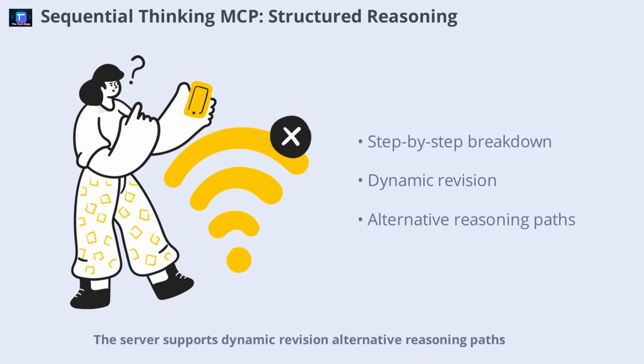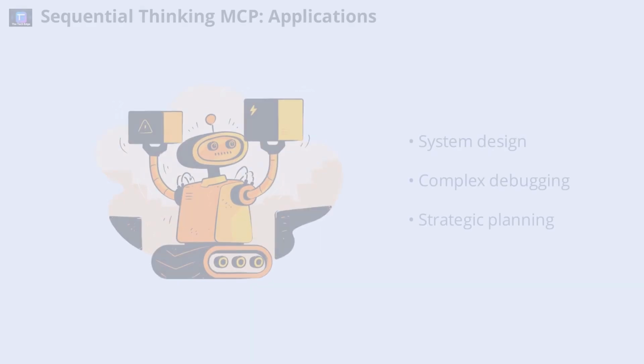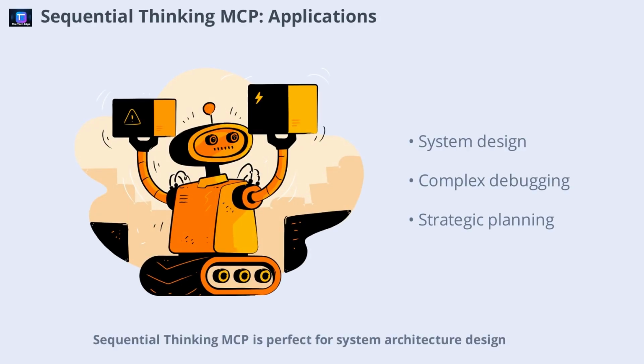The server supports dynamic revision, alternative reasoning paths, adaptive planning, and hypothesis generation. This makes it ideal for tackling complex problems where a single-shot answer just won't cut it. Sequential Thinking MCP is perfect for system architecture design, complex debugging, strategic planning, code refactoring, and research analysis.